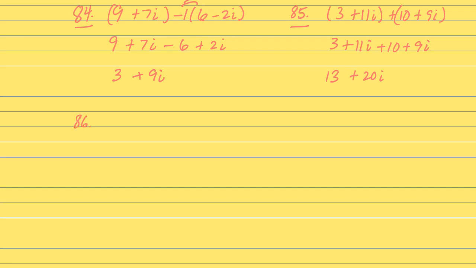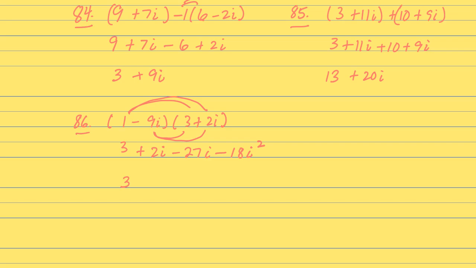86, you have 1 minus 9i, and then you have 3 plus 2i. And then what you're doing here is you are going to use the FOIL method. 1 times 3 gives you 3. 1 times 2i gives you plus 2i. Negative 9i times 3 gives you negative 27i. Negative 9i times 2i gives you negative 18i squared.